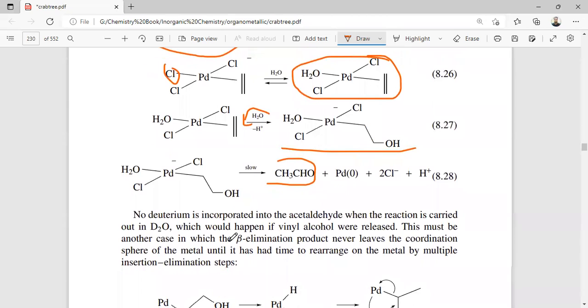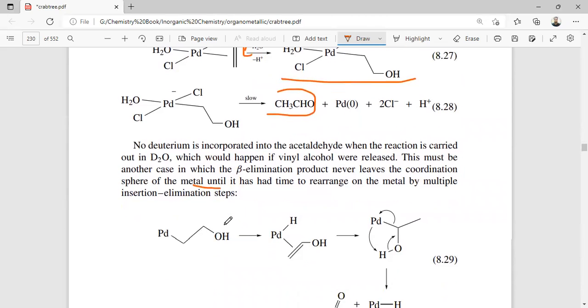So no deuterium is incorporated in the acetaldehyde when the reaction is carried out in D2O, which could happen if the vinyl alcohol is released. So this must be another case in which the beta hydride elimination product never leaves the coordination sphere of the metal until it has had time to rearrange by a multiple insertion and elimination step. So this is the microstep.